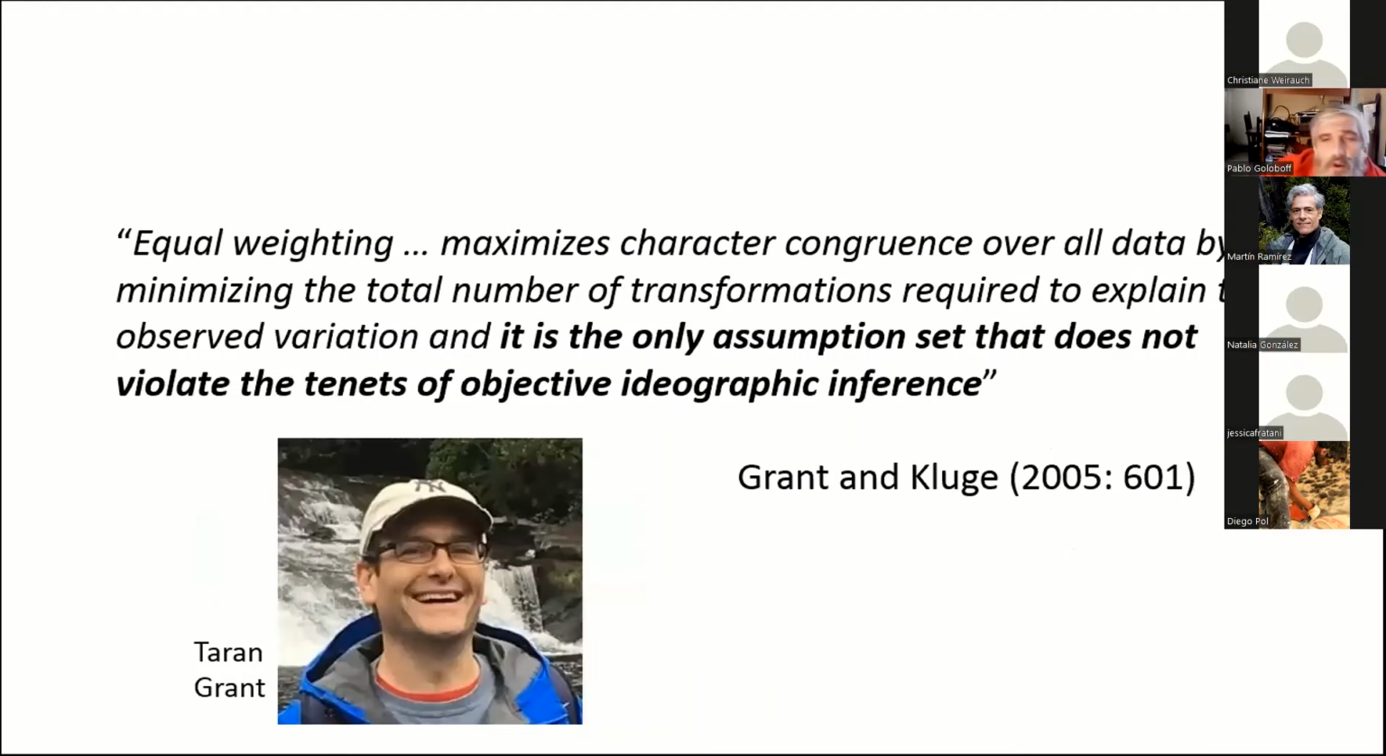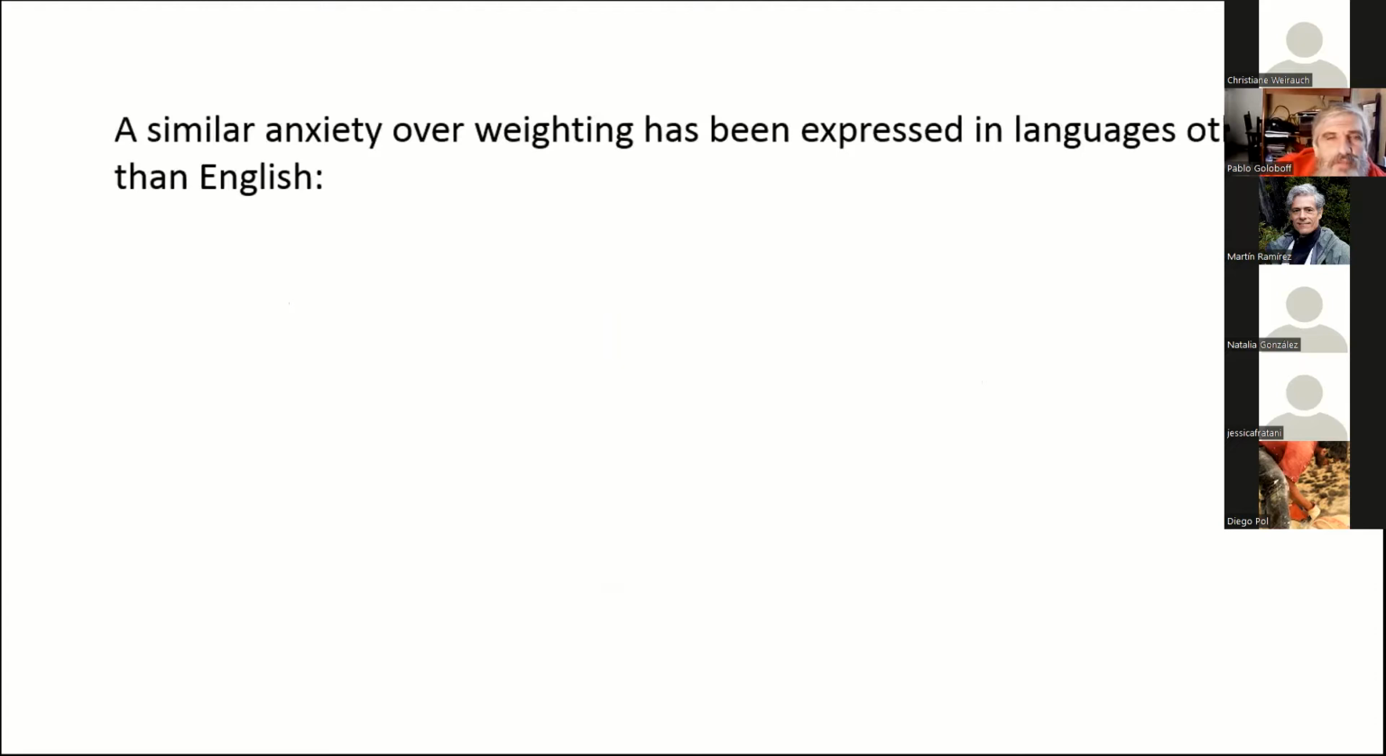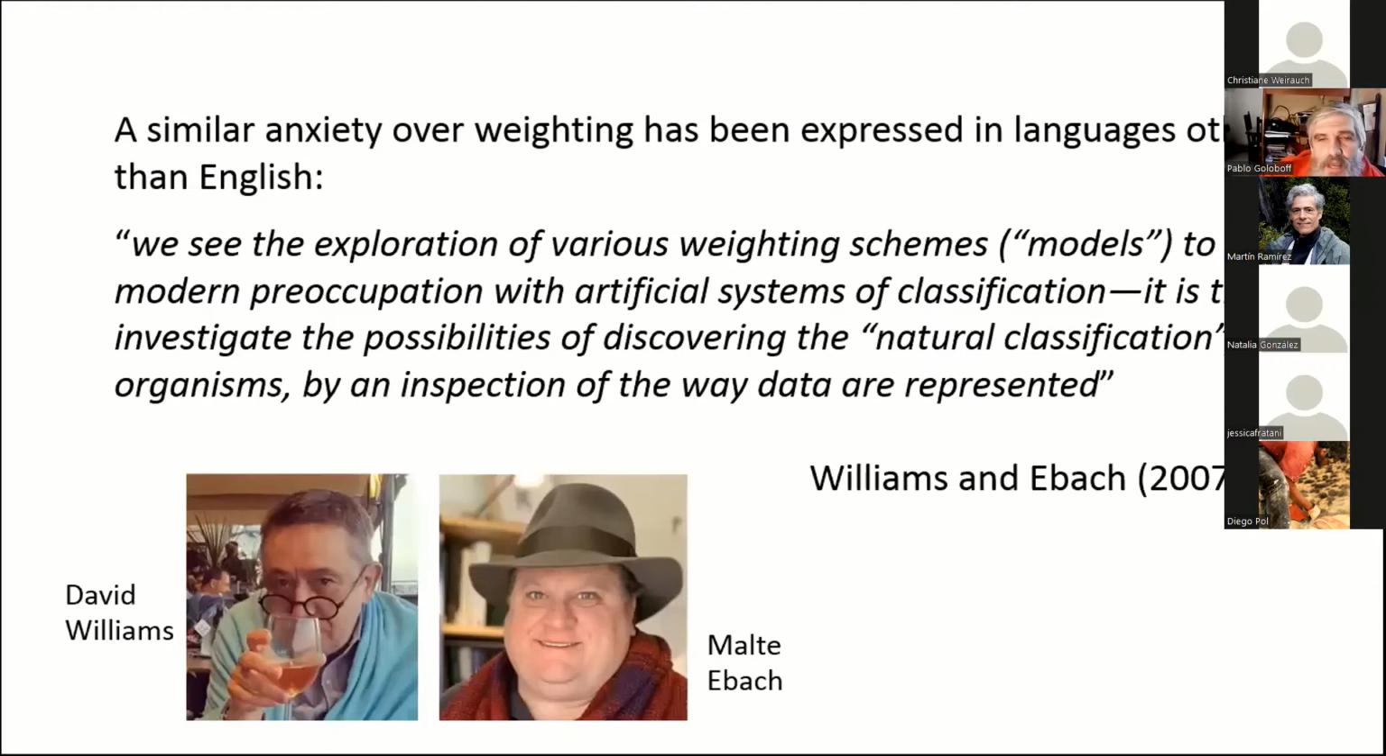Then Grant and Kluge also were very vocal in their opposition to differential character weighting. For example, they said that equal weighting maximizes character congruence over all data, and it is the only assumption set that does not violate the tenets of objective ideographic inference. Similar anxiety over weighting has been expressed in languages other than English, for example, by Williams and Ebach, 2007, in their book. I'm not sure I fully understand the language here, but I can see that they are concerned with weighting schemes. They are against different forms of weighting.